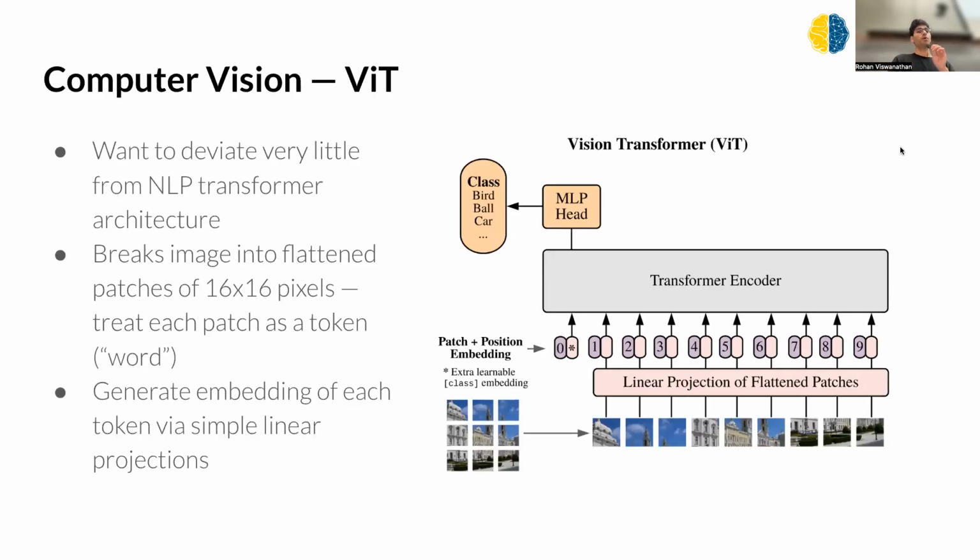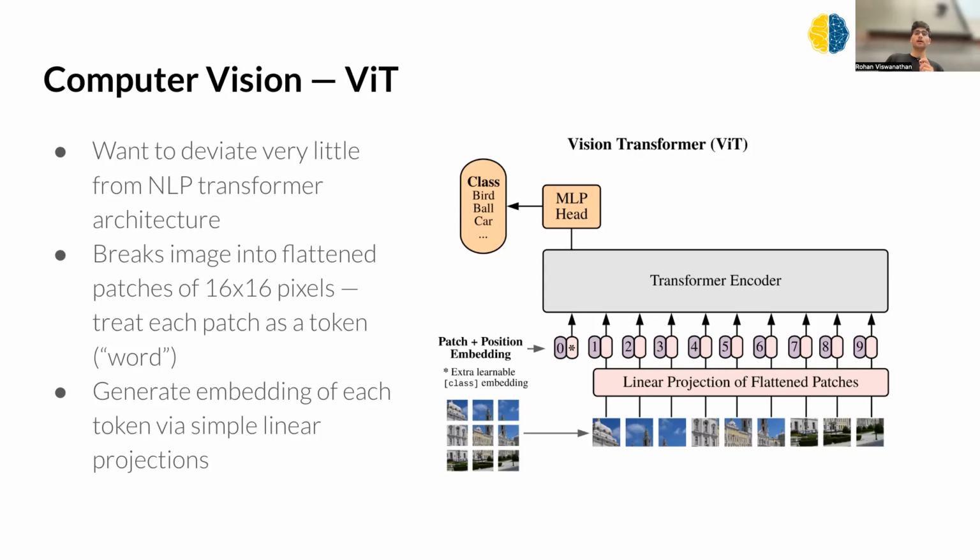Introducing the vision transformer. We want to deviate very little from the NLP transformer architecture, and this breaks images into flattened patches of 16 by 16 pixels. So we're taking transformers that were primarily used for NLP, we're taking CNNs that were primarily used for images, and we're trying to mix these two modalities together by applying transformers to a new mode of images. We're now breaking the image into patches, and we're treating each patch as a token, or the representation that our word was before. By generating an embedding of each token via a linear projection, we're able to feed it into a transformer architecture that we previously used for NLP tasks.